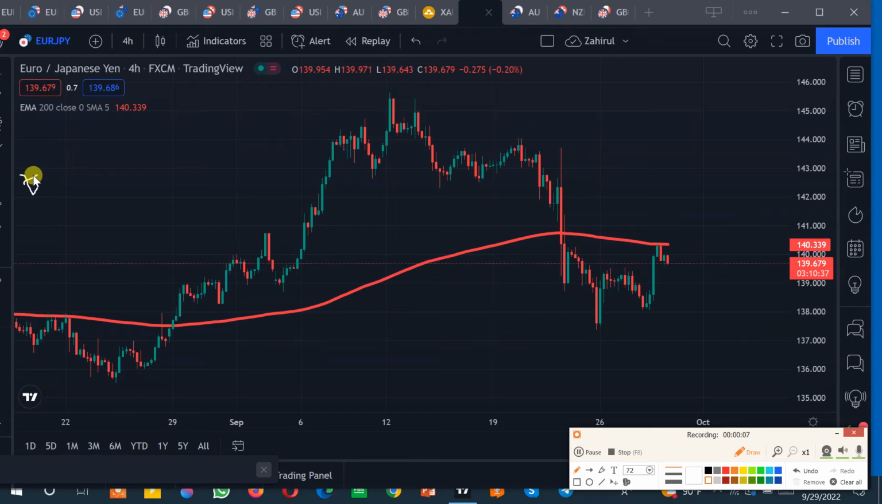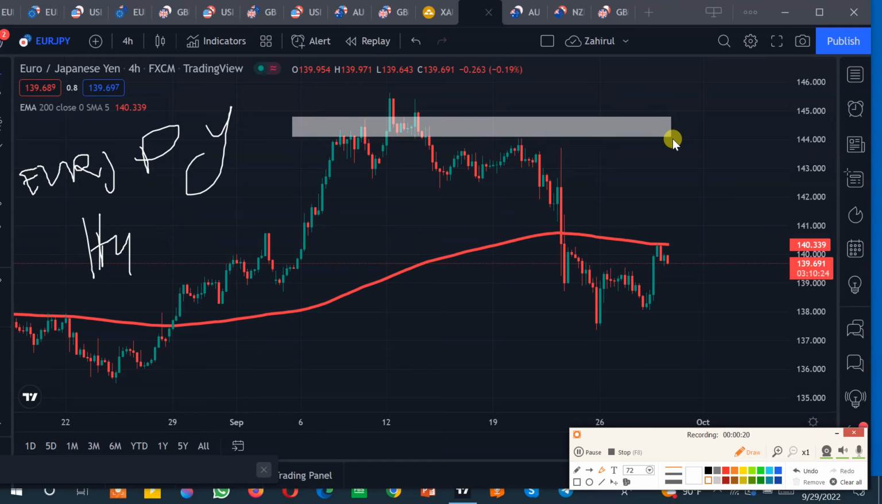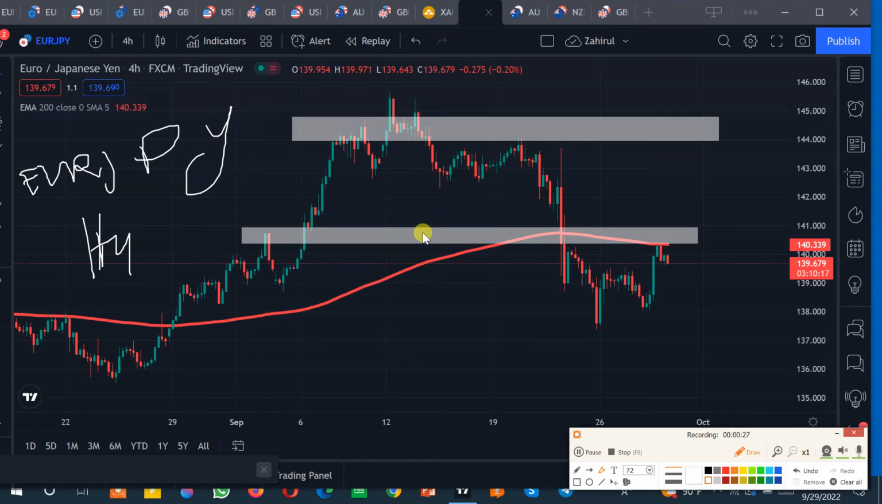This is the EURJPY chart for the H4 time frame. From this H4 time frame, we are making here one resistance area. This is another resistance area. It's a trend line. It's a previous trend line.